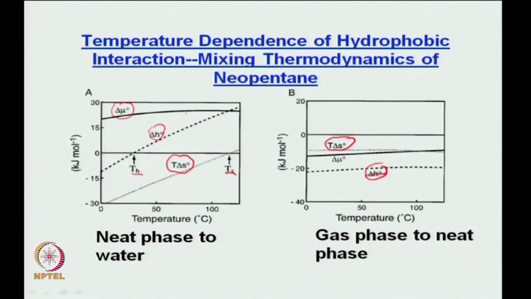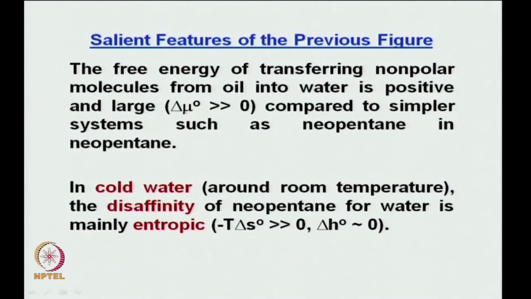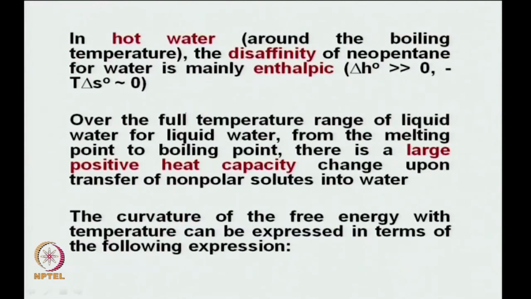In cold water, Th, I am sorry, Th means delta H 0 is equal to 0. At Th, delta H 0 is equal to 0, that means delta G 0 is equal to minus T delta S 0. Hence, in cold water your disaffinity is primarily entropic in origin. Now, you move up in hot water, the disaffinity now is primarily enthalpic in origin, because at Ts your delta S 0 is equal to 0.